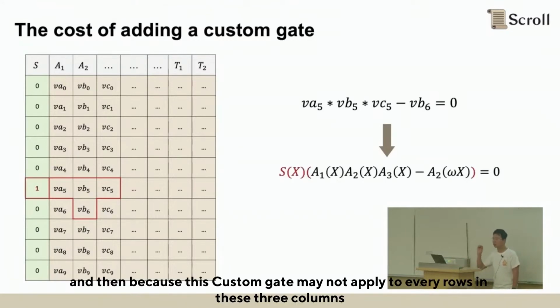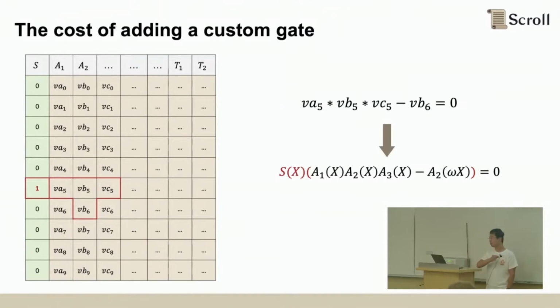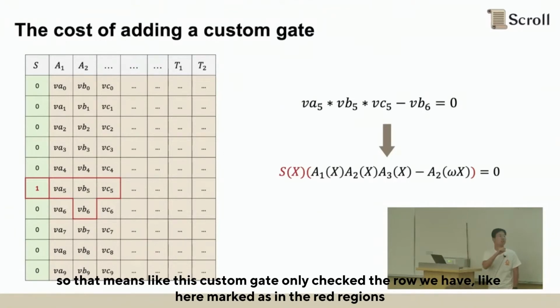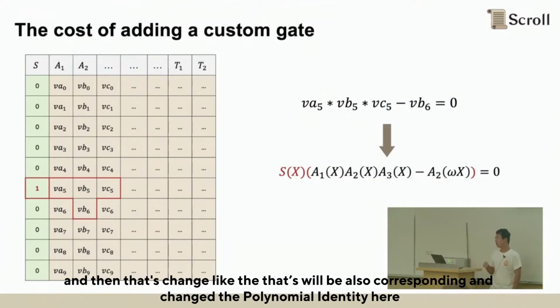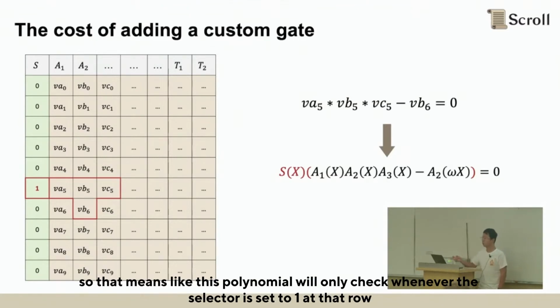Because this custom gate may not apply to every row in these 3 columns, you have a selector column. You can set the selector to 1 at those rows, which means this custom gate only checks the rows marked here in the red regions. That also changes the polynomial identity, so you need to multiply one additional polynomial into the previous polynomial we have. That means this polynomial identity will only be checked whenever the selector is set to 1 at that row.